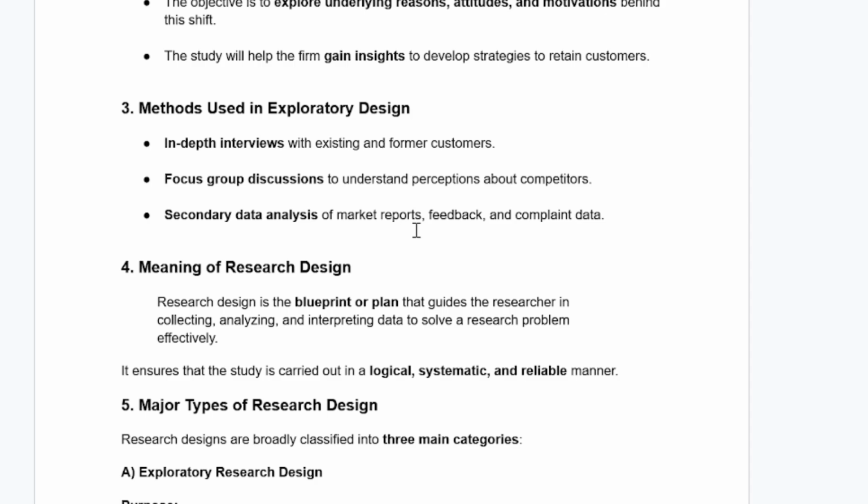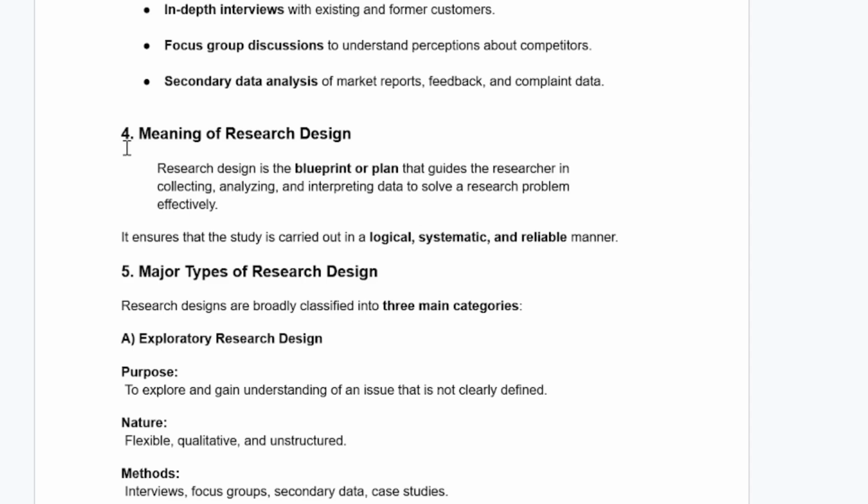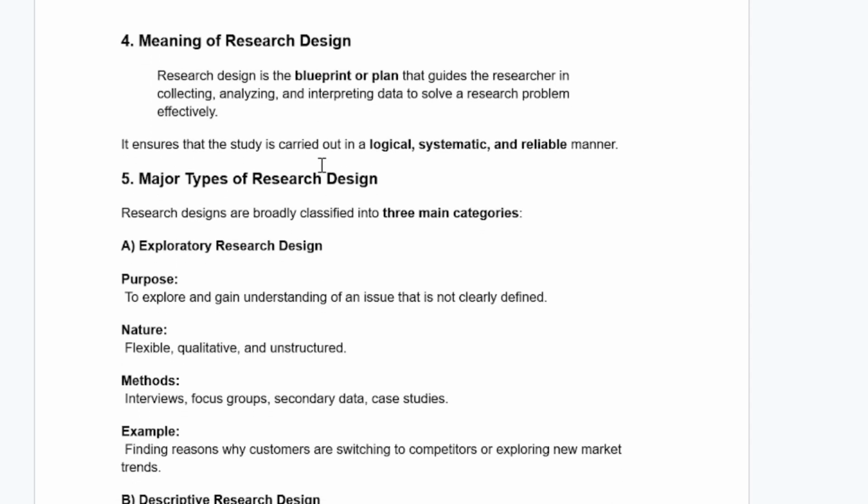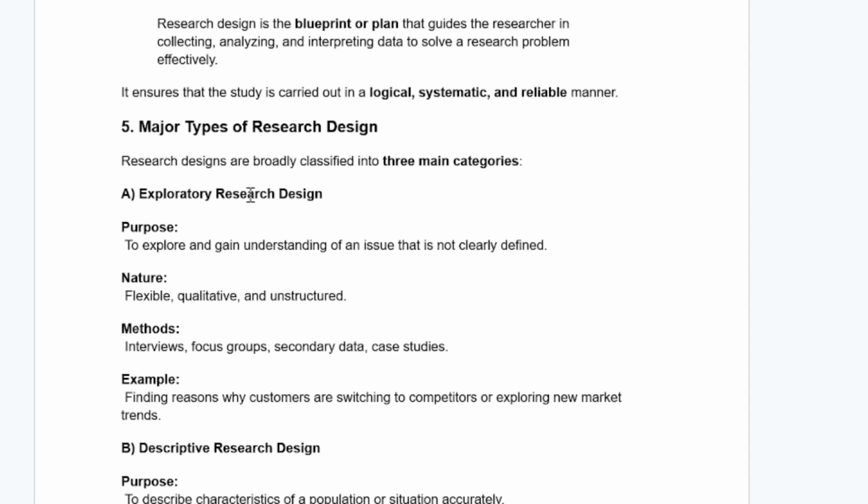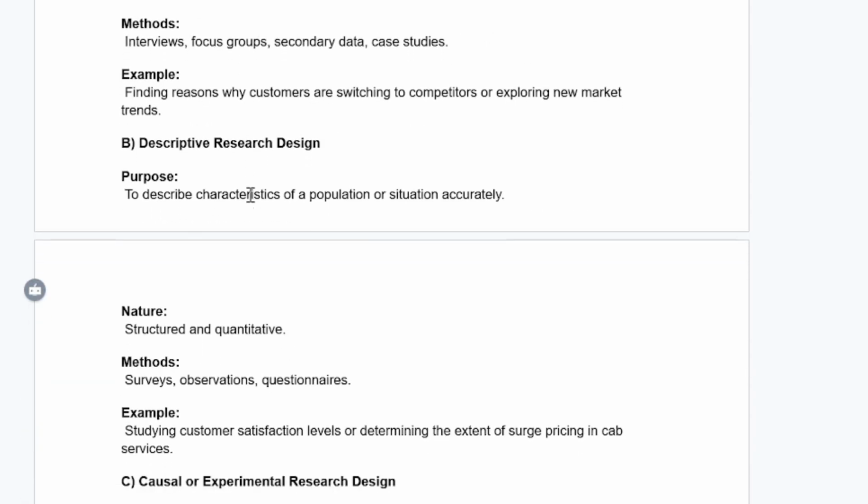Then again, this we have discussed earlier, the meaning of research design. It's a blueprint and plan that guides the researcher in collecting, analyzing, and interpreting data to solve a research problem. Major types of research design we have discussed: exploratory, causal, and descriptive.